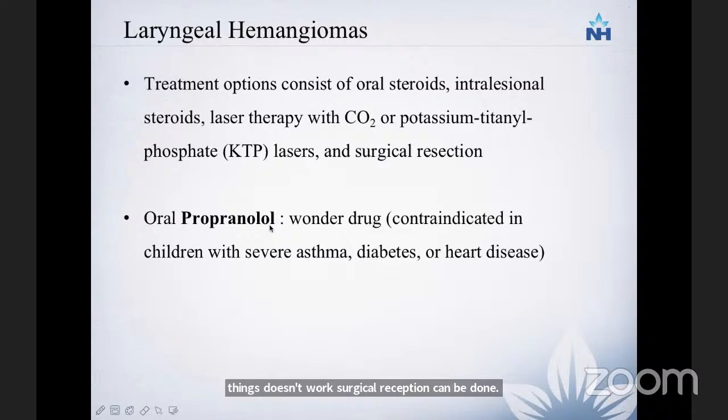For hemangiomas, propranolol is a wonder drug we use in our daily practice. But it is contraindicated in children with severe asthma, diabetes, and heart disease. If children with hemangioma present to us, we usually admit them and start propranolol. We start on a lower dose and slowly upgrade to the maximum dose, and this is done under continuous monitoring. If the child is stable, we discharge them on propranolol. We follow up the child with regular photographs of the size of the hemangioma, and if the child had stridor, we follow up how the child has improved symptomatically.